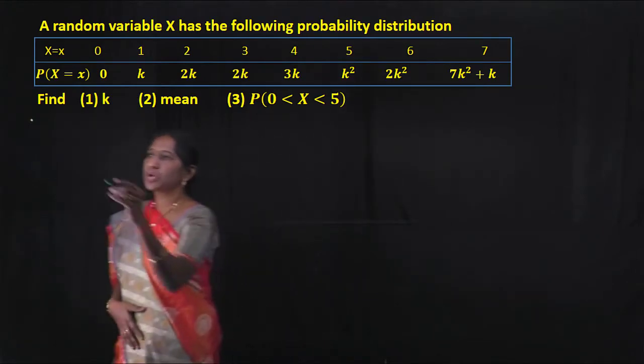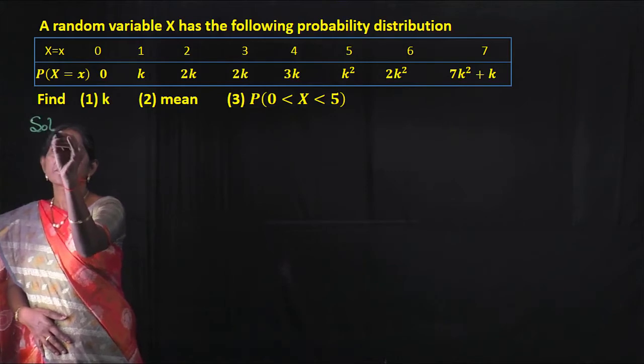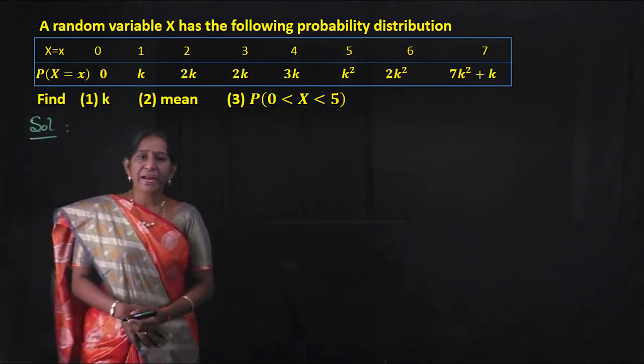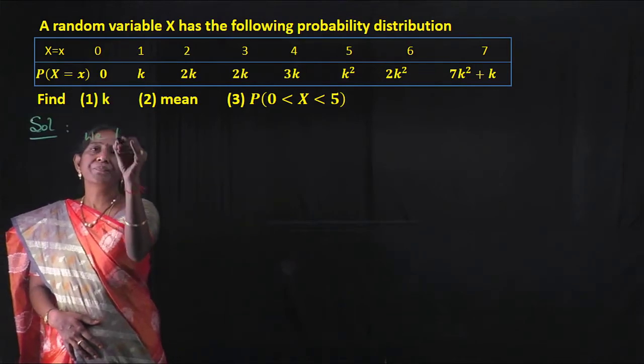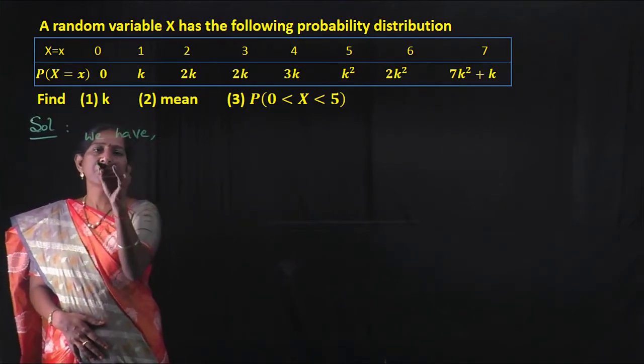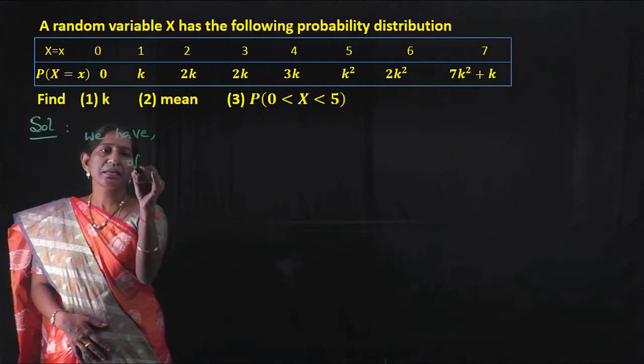See the solution of this. To find the value k, we have sum of probabilities is equal to 1.